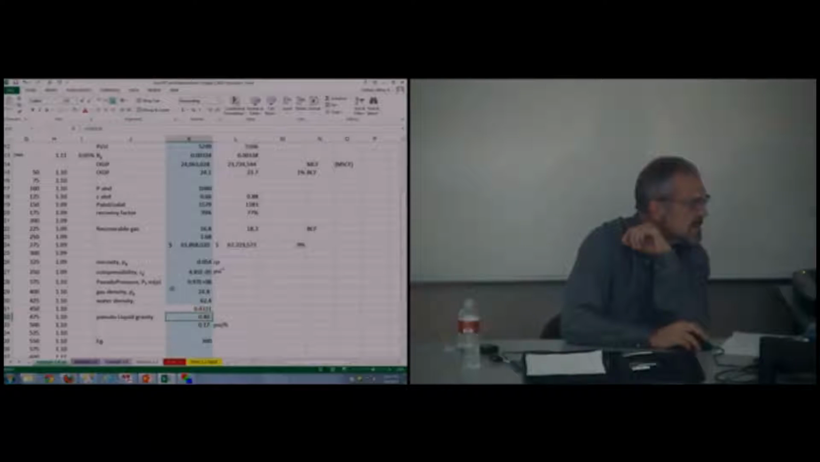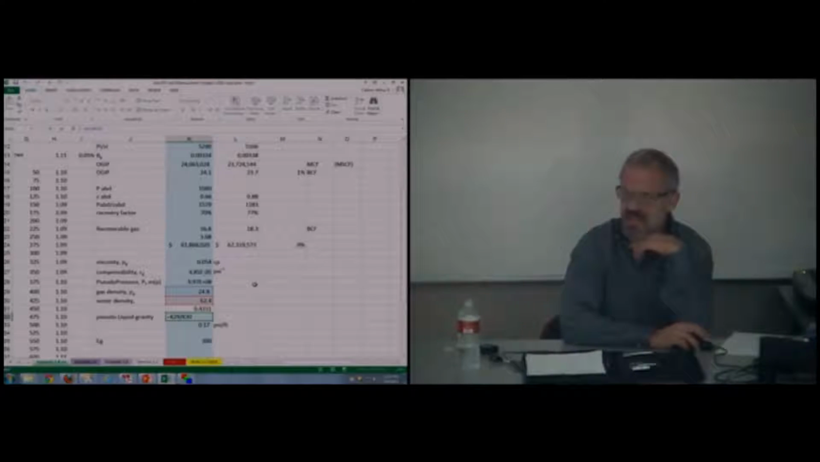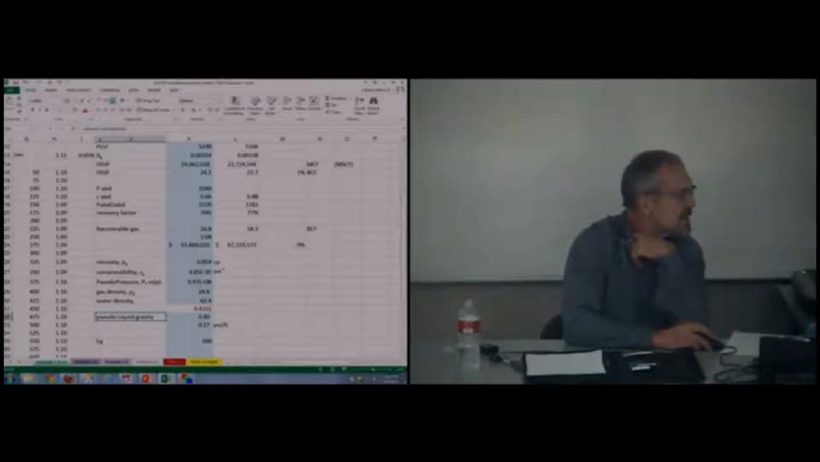This one? Yes, sir. I'm dividing the gas density that we use our VB function to calculate by the density of water at surface conditions to get an apparent liquid gravity. I like that word apparent now better.